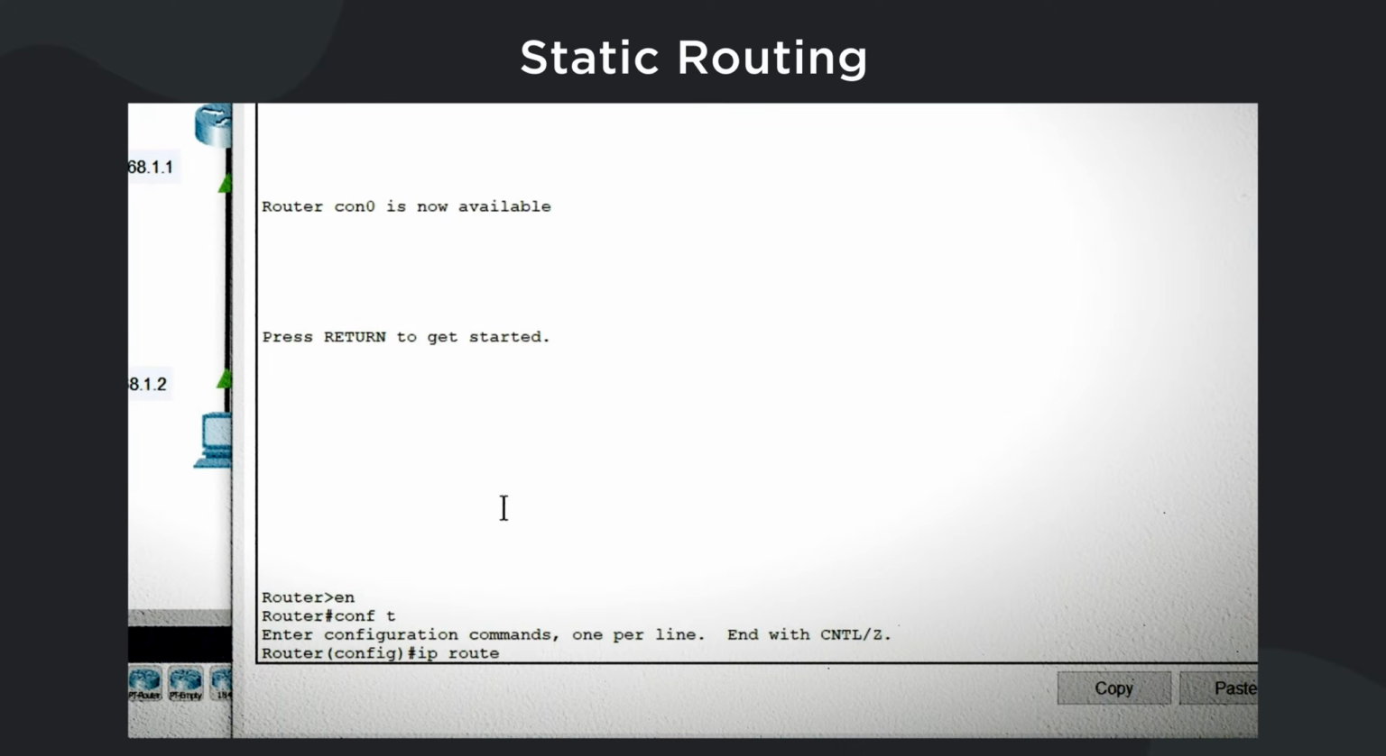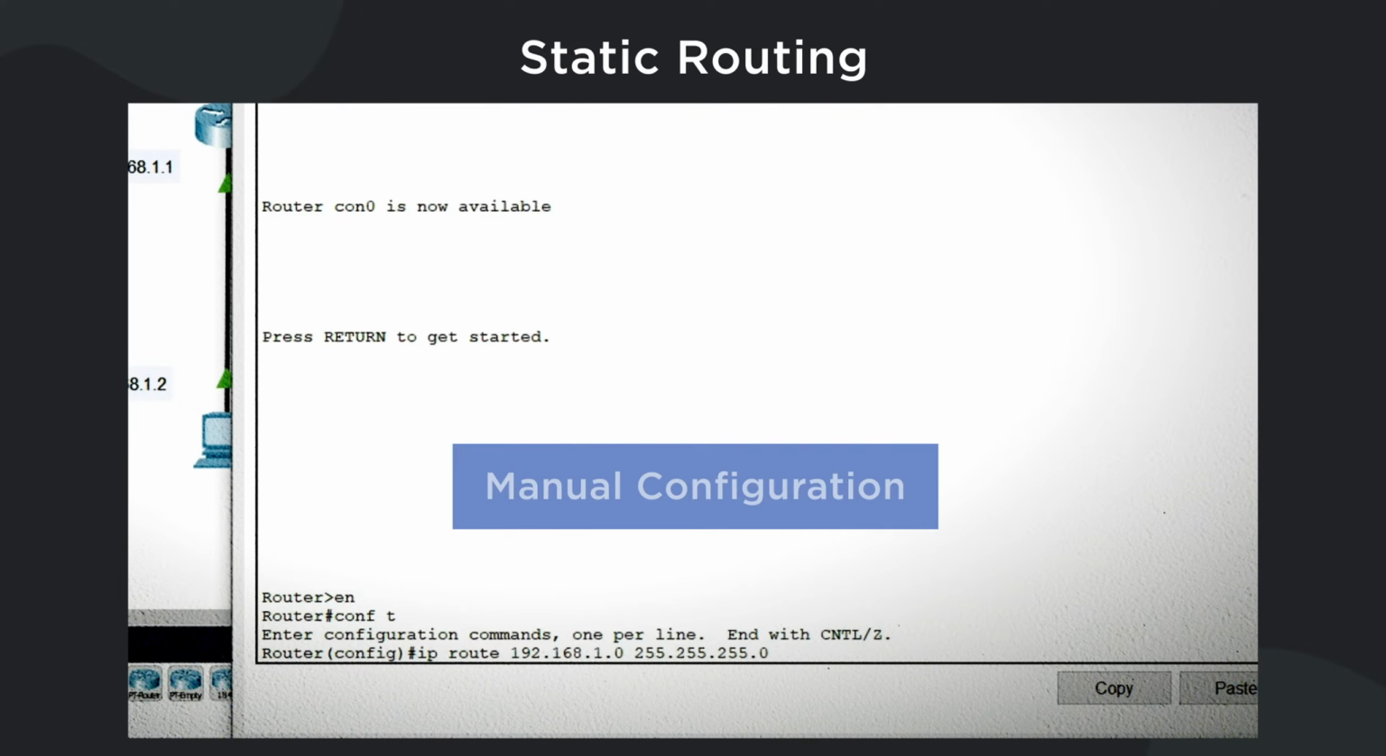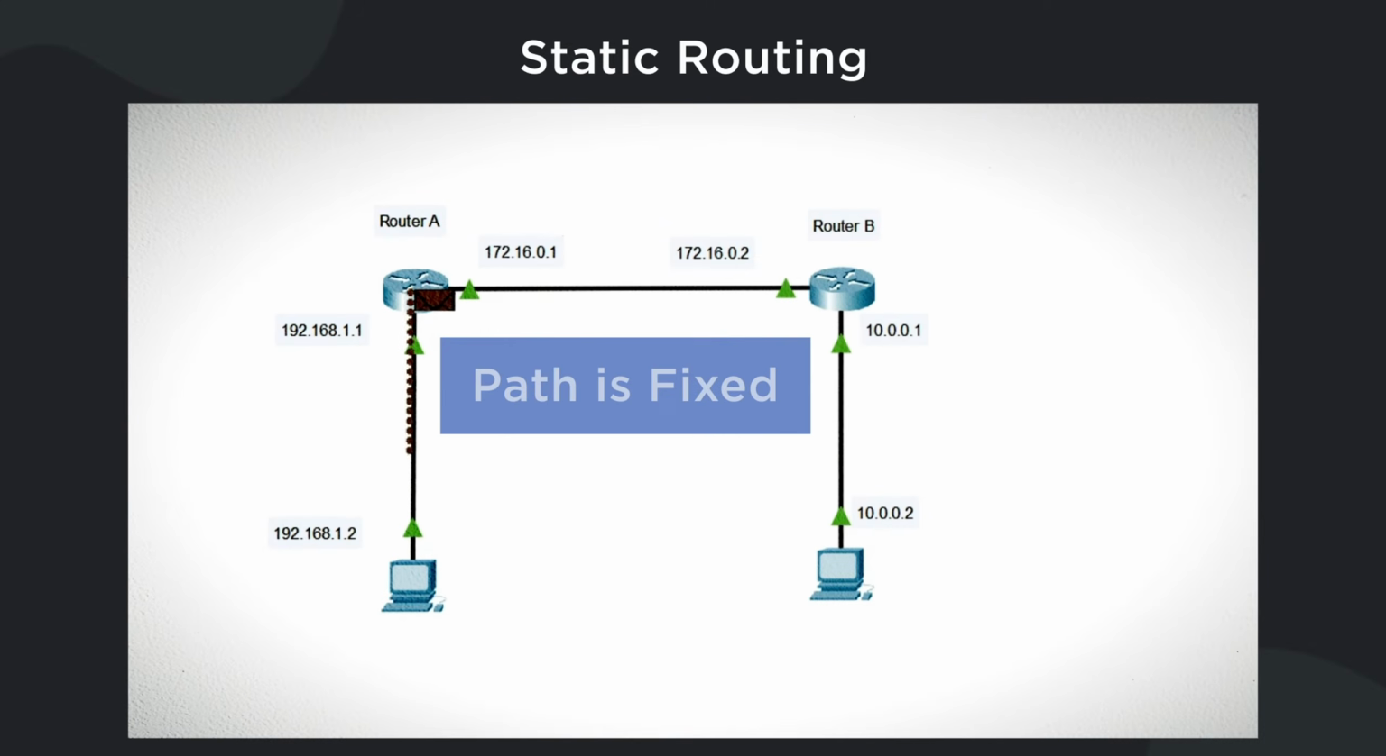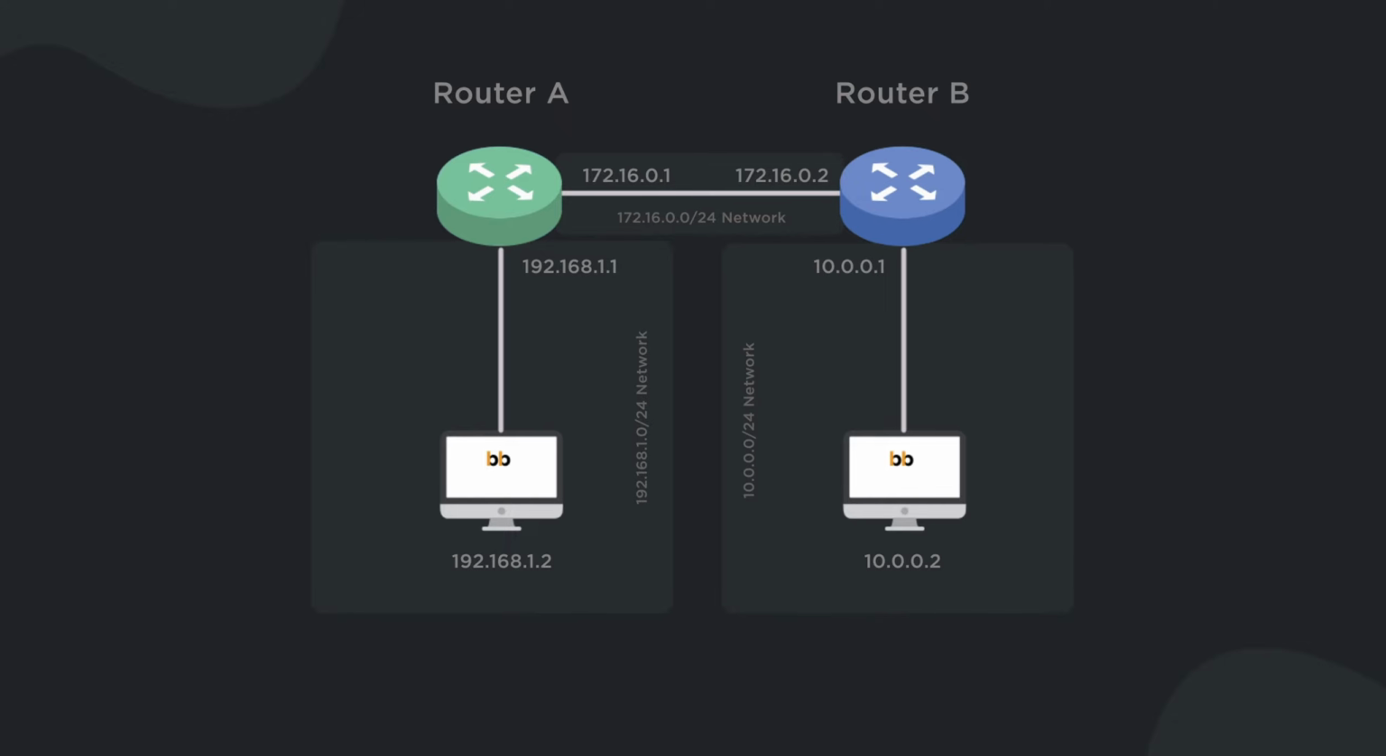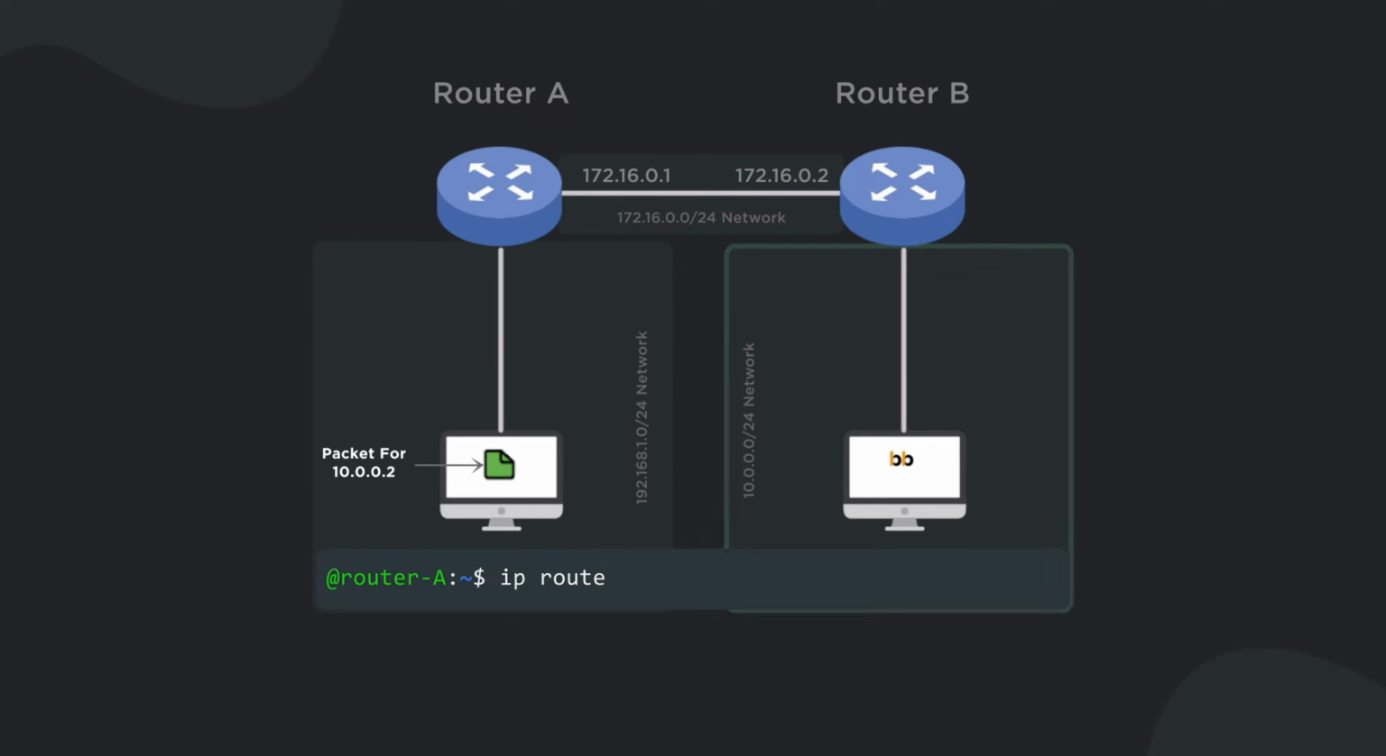As the name suggests, a static route is where the routes are manually configured and it does not change. Our first router cannot forward packets for the 10.0 network, so we have to configure it such that any packet for the network 10 or something with the subnet mask of /24 should be sent to 172.16.0.2, which is this interface.